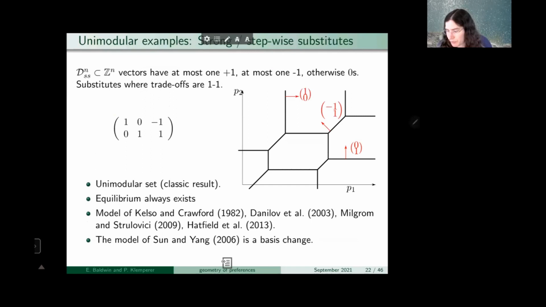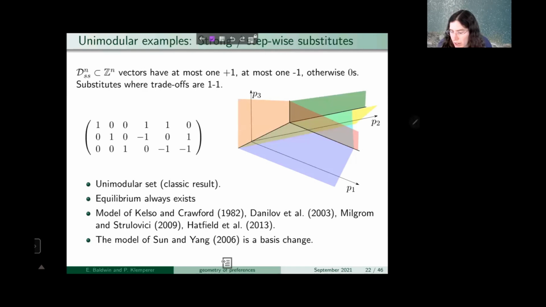So an example is strong substitutes. Here are the strong substitute vectors. Here's the example. Equilibrium always exists. And so in fact, all the models I've been talking about are examples of this. The model of Sun and Yang that Alex talked about yesterday is a basis change of this. So to think about that, here's the three-dimensional case. We'd just divide up the goods and we'd say tables are above the line and chairs below the line. And so we'd just multiply everything below the line by minus one, for example. So that would become a minus, that would become a plus, and that would become a plus. That's just a basis change. And so if it works for the strong substitute vectors, it works for the basis change of the strong substitute vectors. But you don't have to restrict yourself to strong substitutes.